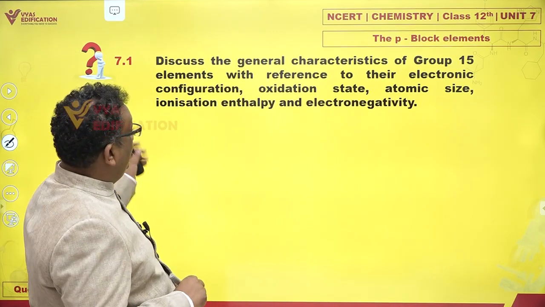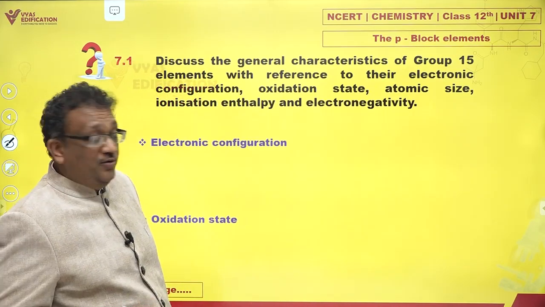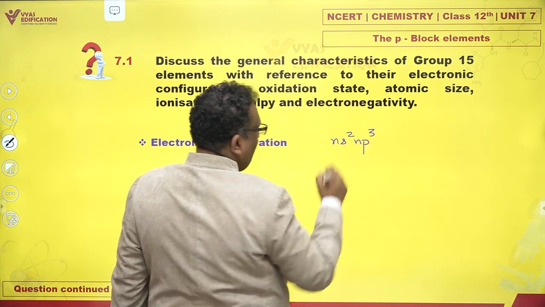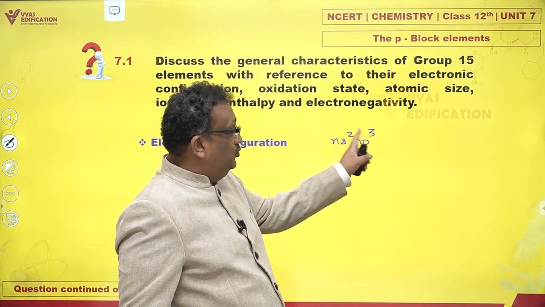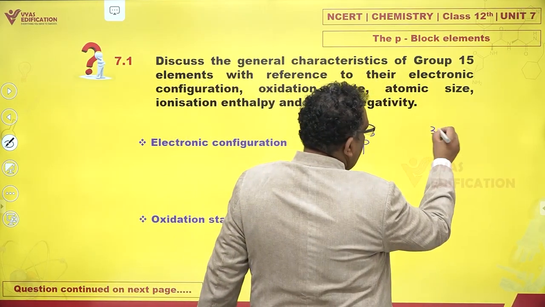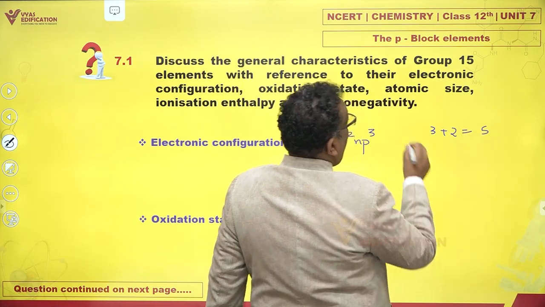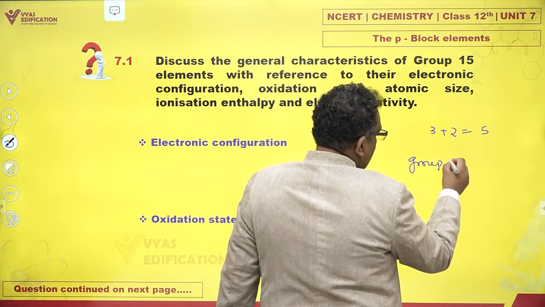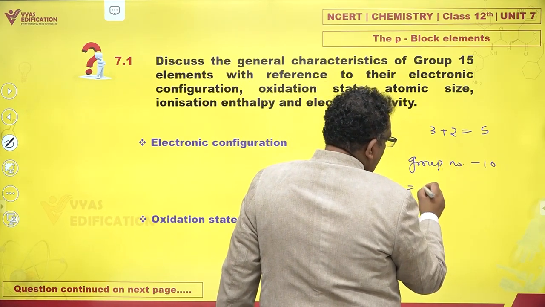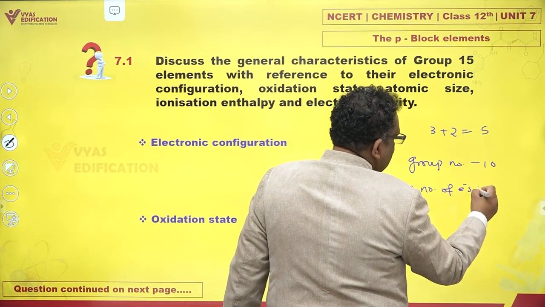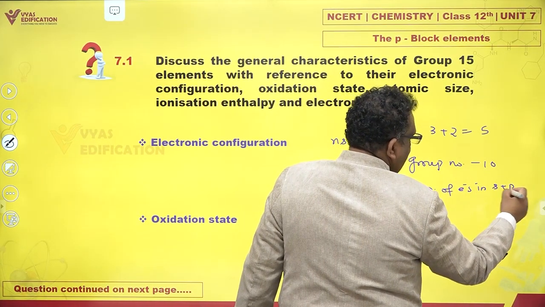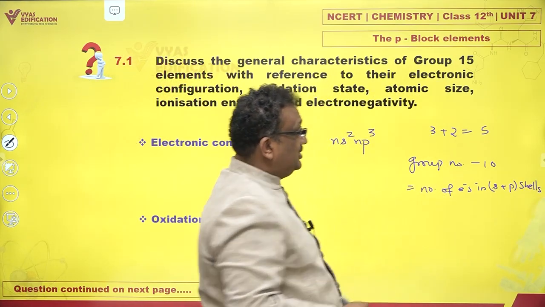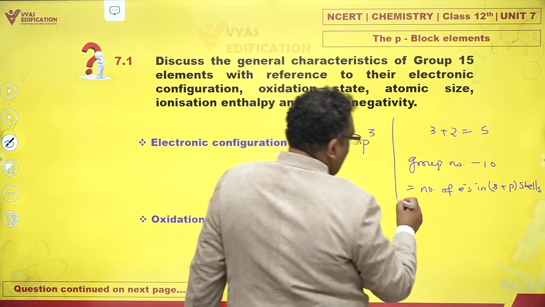Typically in group 15, the electronic configuration is ns2 np3. Please note 3 plus 2 is 5. And when we talk about group 15, group number minus 10 is equal to the number of electrons in s plus p shells. This is a phenomenon for P block. Please note this is not true for every family. This is only for P block.